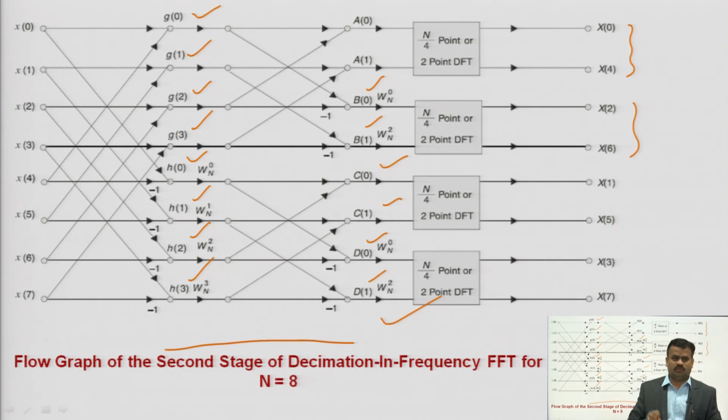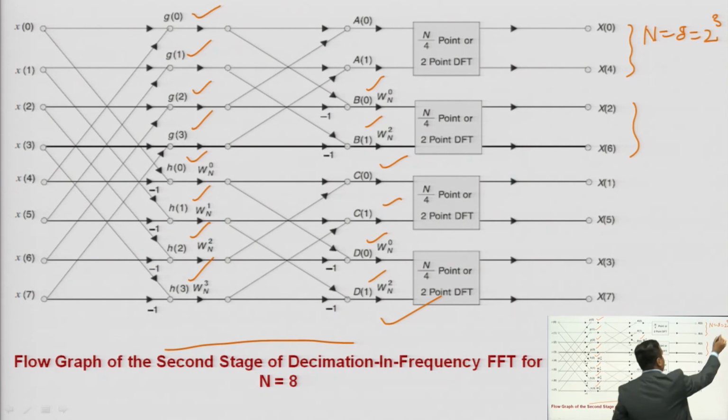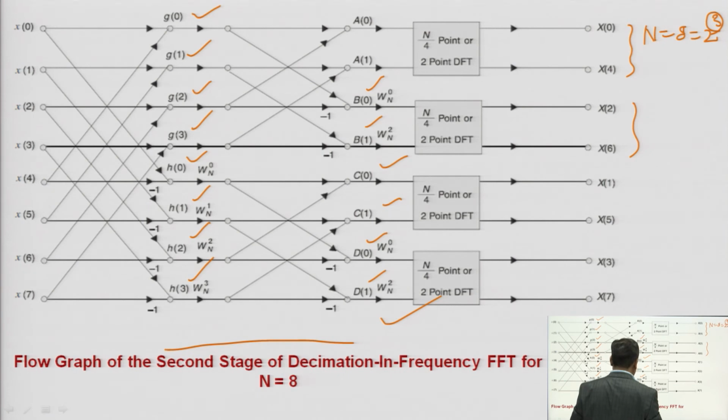So, in this flow graph you are getting two stages of decimation here. At the last we will come to the third and last stage of decimation. Why I am saying 3? Because your n is equal to 8. 8 means 2 to the power 3. So, you have to decimate your sequences 3 times. So, this was your second decomposition you can say.